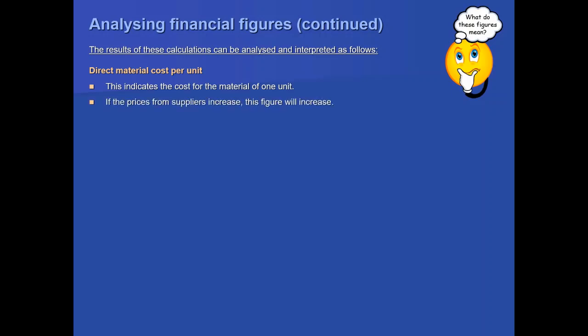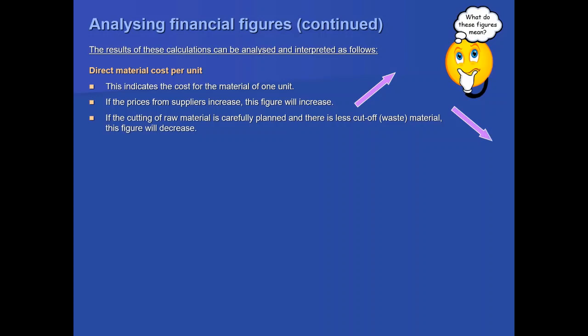So the results of these calculations can be analyzed and interpreted as follows. The direct material cost per unit. This indicates the cost for the material of 1 unit, as it's a unit cost. If the prices from suppliers increase, this figure will increase, so it will cost us more to produce the product. If, on the other hand, we are able to cut our raw material by careful planning so that there is less waste of material, this figure will decrease.